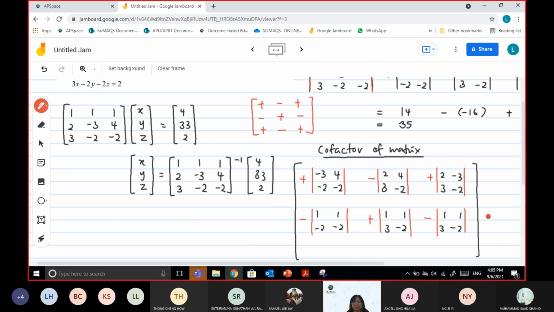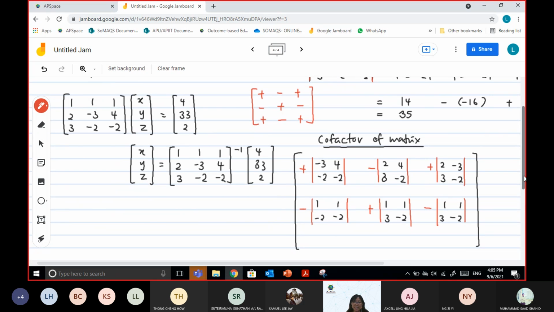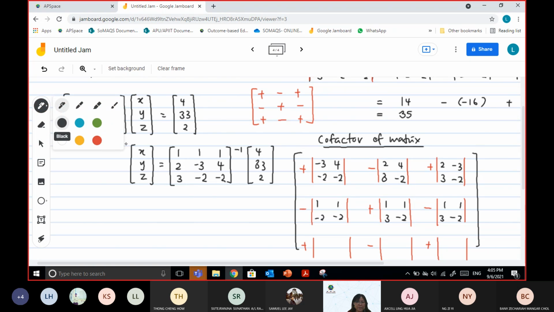Give me the sign first, Benny. Positive, negative, positive. Okay, correct. Then these are the determinants. Can I have the values inside the determinant? Okay, so the first one at the bottom. Benny, what is the value?